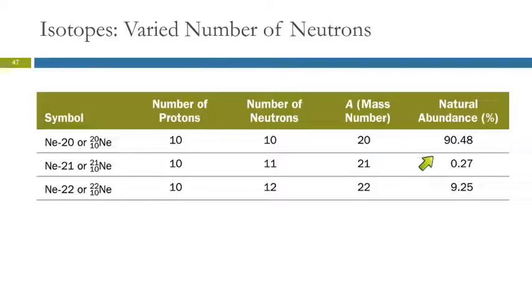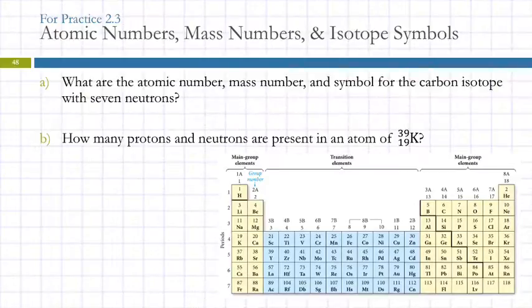So it turns out for neon that 90.48% of all neon atoms are neon 20. And there's just a little tiny bit of neon 21 and less than 10% is neon 22. So you would never ever memorize those numbers. Waste of brain space. Okay, so what kinds of questions could be asked about this? What are the atomic number, mass number, and symbol for the carbon isotope with 7 neutrons?